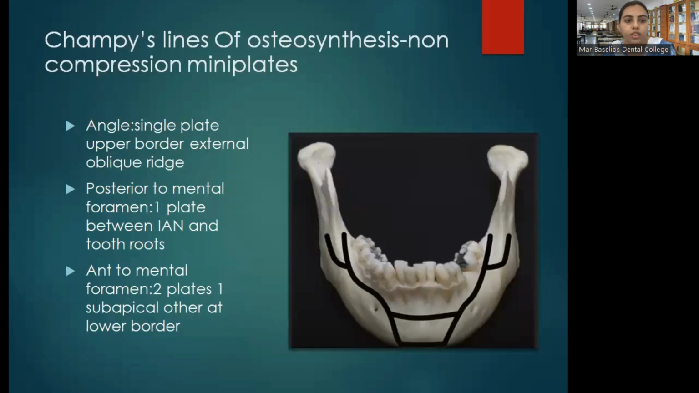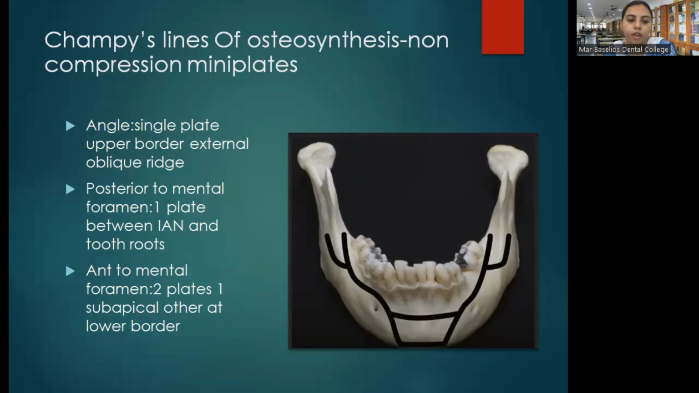Now, as you all know, there are certain principles for the fixation. That is, there are lines of osteosynthesis, that is, Champy's lines of osteosynthesis, based on which we apply the compression mini plates. As you can see, the line extends from the superior border in the angle region. It extends along the line of the inferior alveolar canal, and then anteriorly it shows two lines. In the angle, we can give a single plate on the upper border at the external oblique ridge, while posterior to the mental foramen, we can give one plate between the inferior alveolar nerve and the tooth roots.